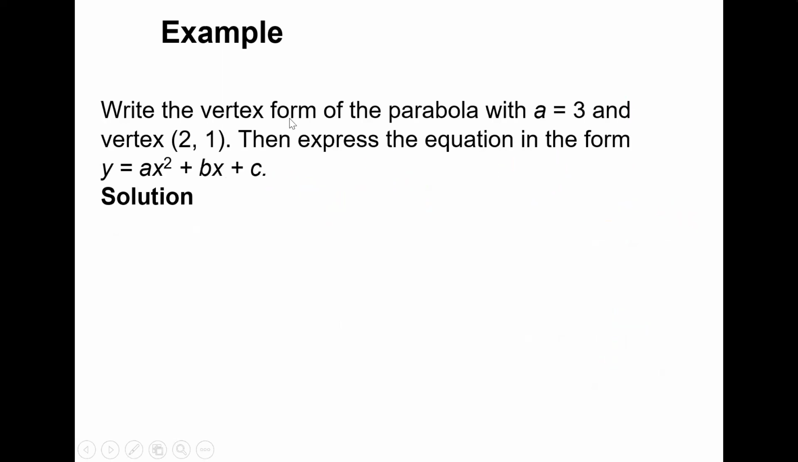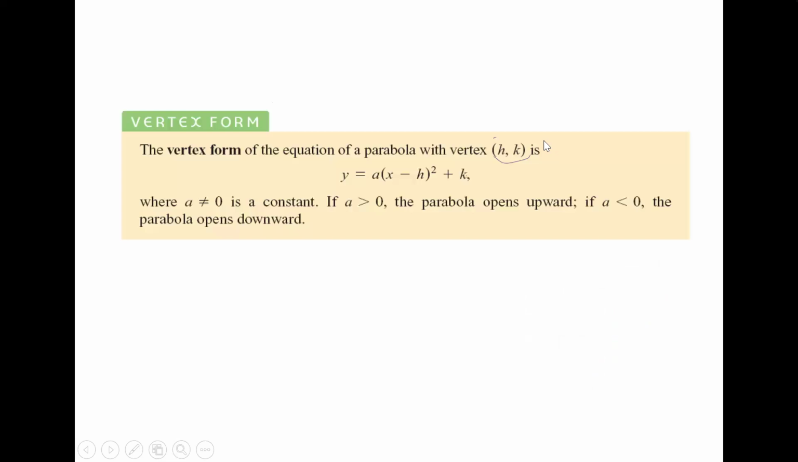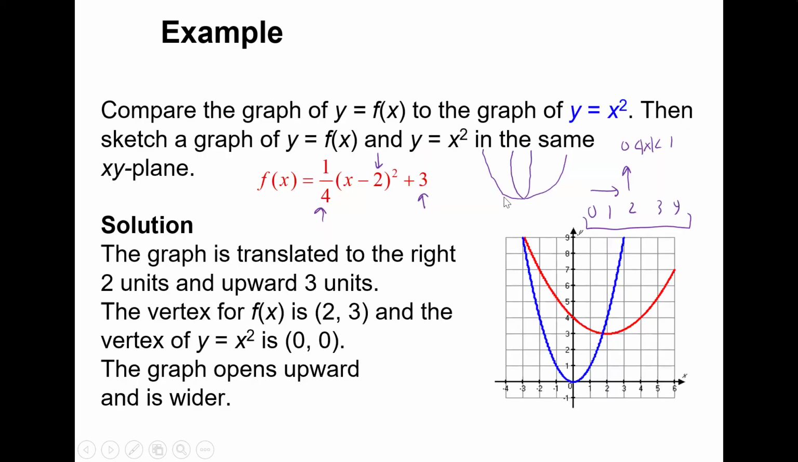All right, so now we're supposed to write the vertex form of the parabola with a equals 3, vertex (2, 1), and then express the equation in the form that. All right, so we know the vertex and we know a. So what we really need to do, going back, is write it in this form first, then we're going to have to square it, multiply by a, and then add our k. So that's all the things we're going to have to do here.